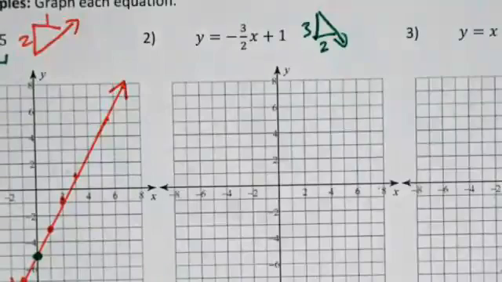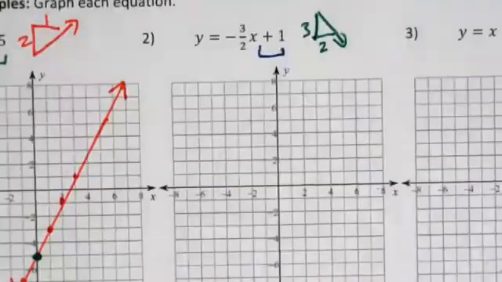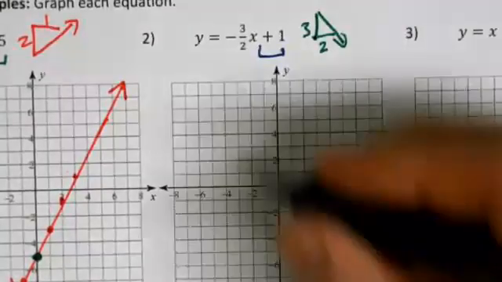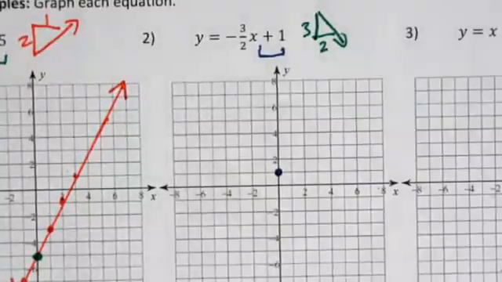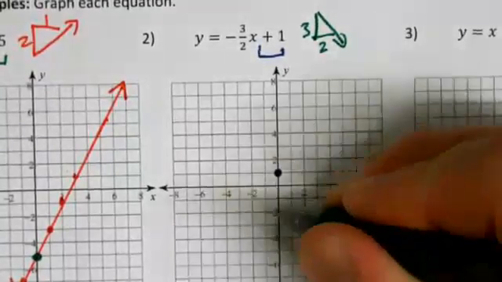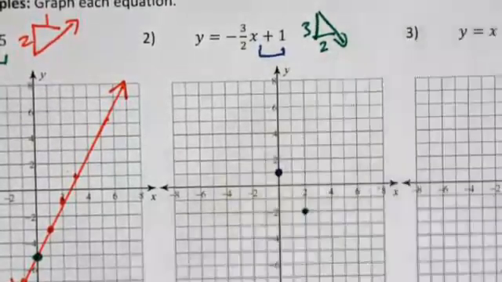We need a starting point. Our starting point is at positive 1 on the y-axis. Positive 1 is right there. And then from that point, I just need to count off my slope, which is down 3 over 2. So 1, 2, 3 over 2. Boom.